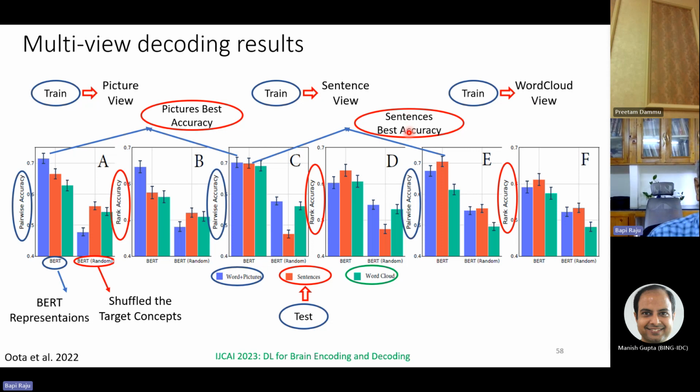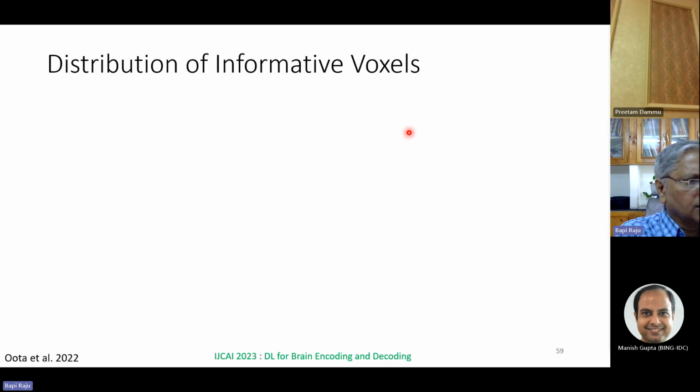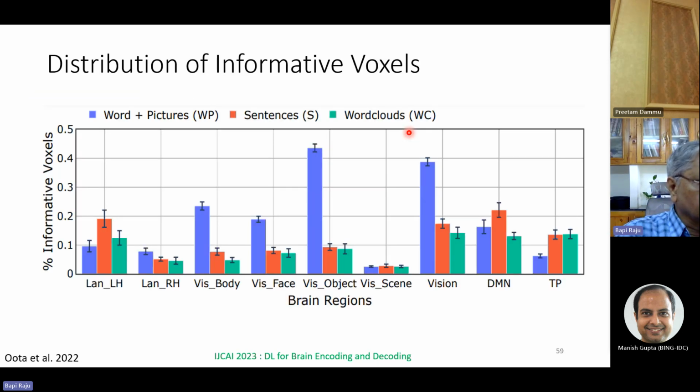So the main idea being explored here is how general these decoding models that we built are, and their generalizability across different views. And these are the distributions of informative voxels across different brain regions: left language regions, right hemisphere language regions, and vision.